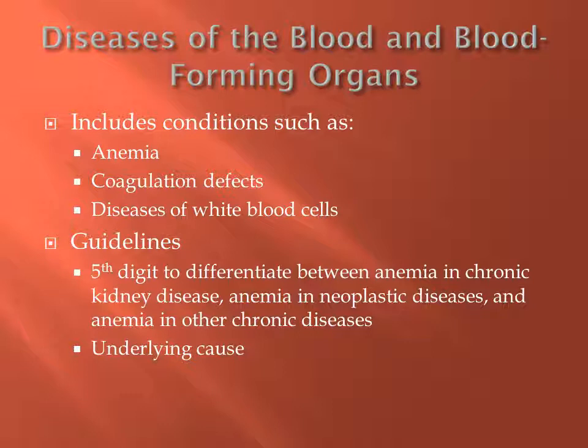Diseases of the blood and blood-forming organs. This includes conditions such as anemias, coagulation defects, diseases of the white blood cells. And the guidelines in this section refer to the 5th digit to differentiate between anemia and chronic kidney disease, anemia in neoplastic disease, and anemia in other chronic diseases. And it also addresses underlying cause.